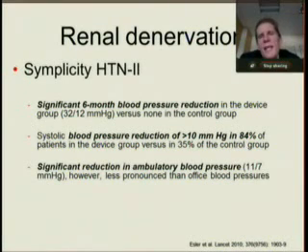There was a significant reduction in ambulatory blood pressure, although it was less pronounced than the office blood pressure.